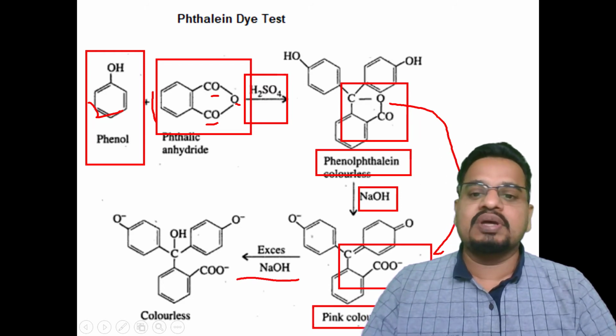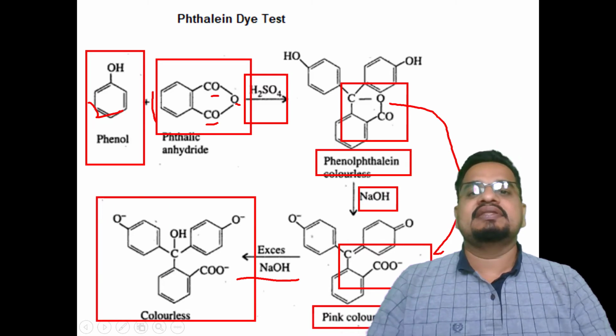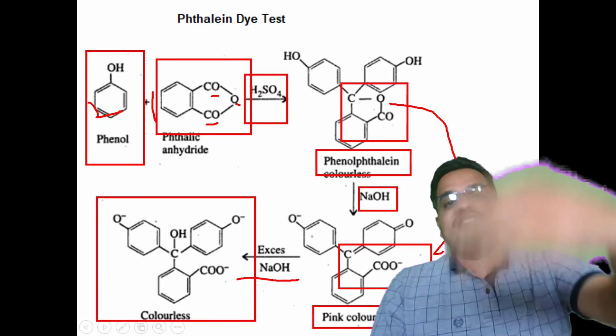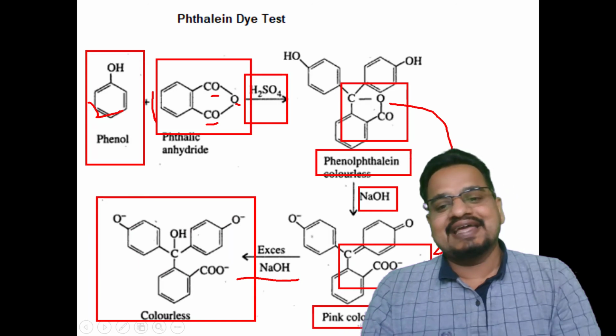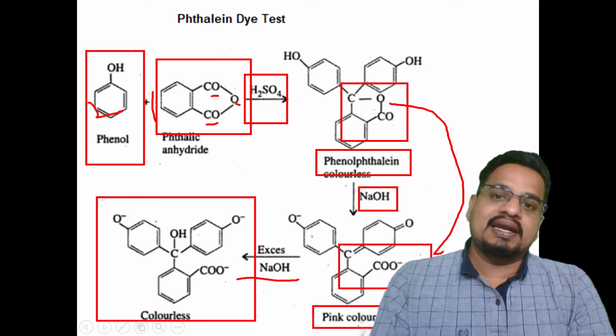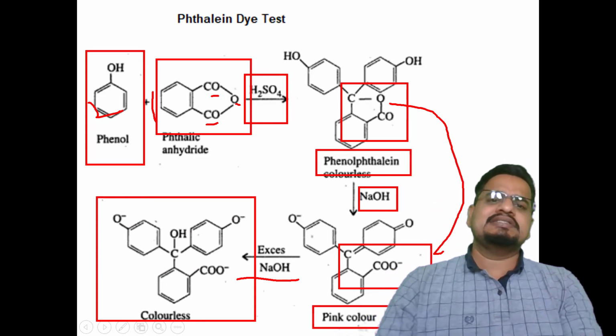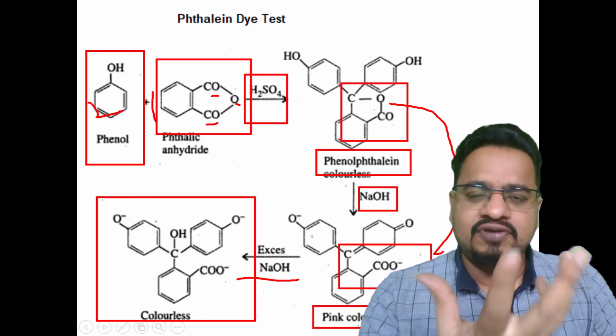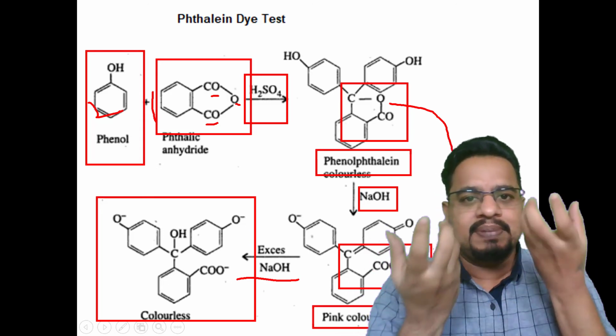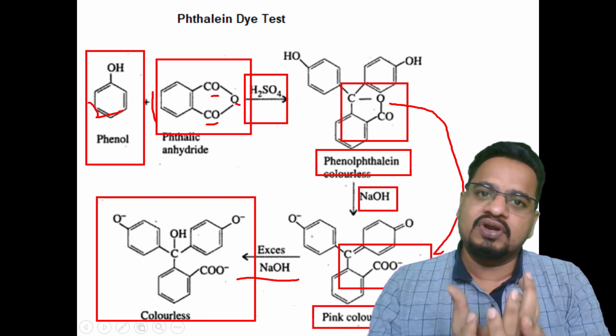And when excess sodium hydroxide is added, the pH changes to above 11. In that case, it will turn colorless. So this is the Thalaline dye test, the phenolphthalein test. That is, phenol plus phthalic anhydride gives phenolphthalein.